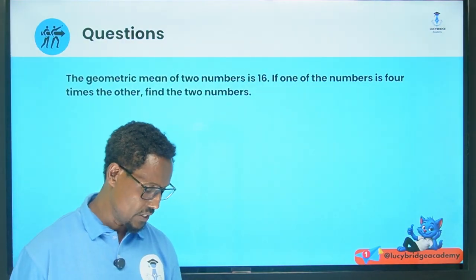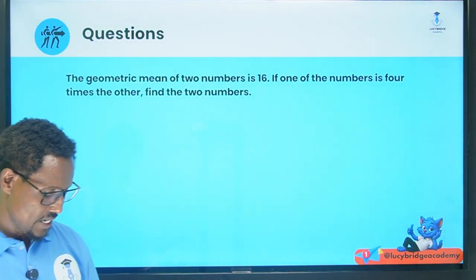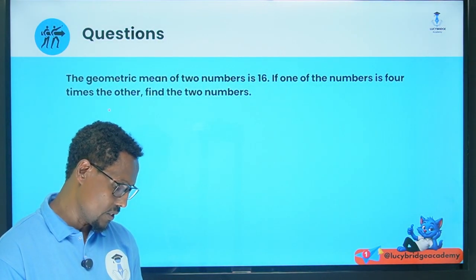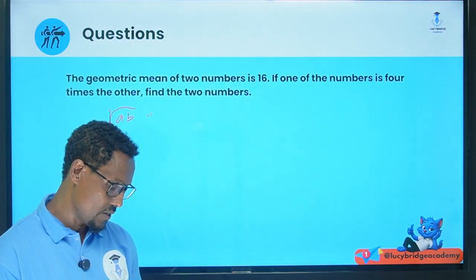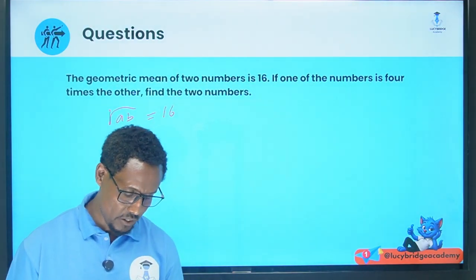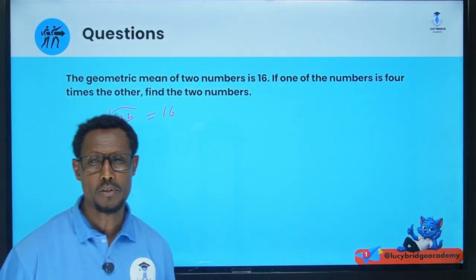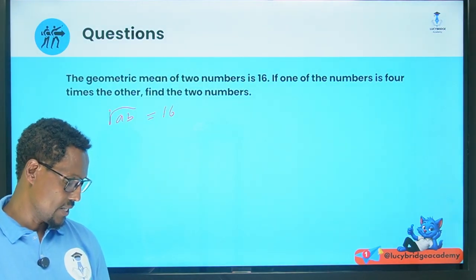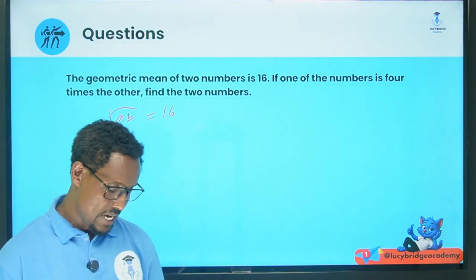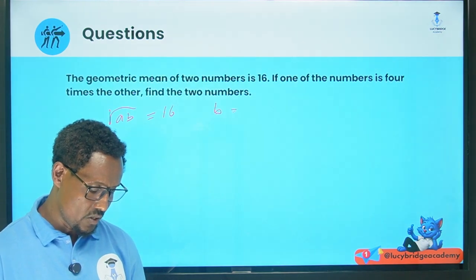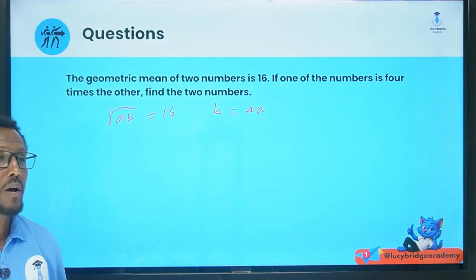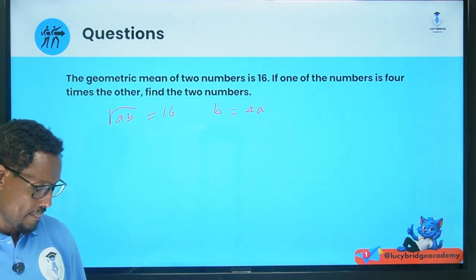The geometric mean of two numbers is 16. If one of the numbers is 4 times the other, find the two numbers. Look, the same question: the geometric mean between A and B is equal to 16, which means the square root of AB is equal to 16. Assume B is equal to 4 times A, because one of the numbers is 4 times the other.